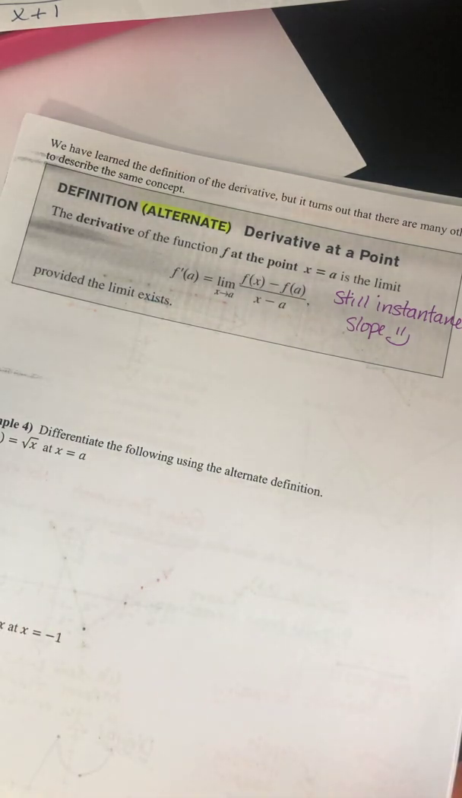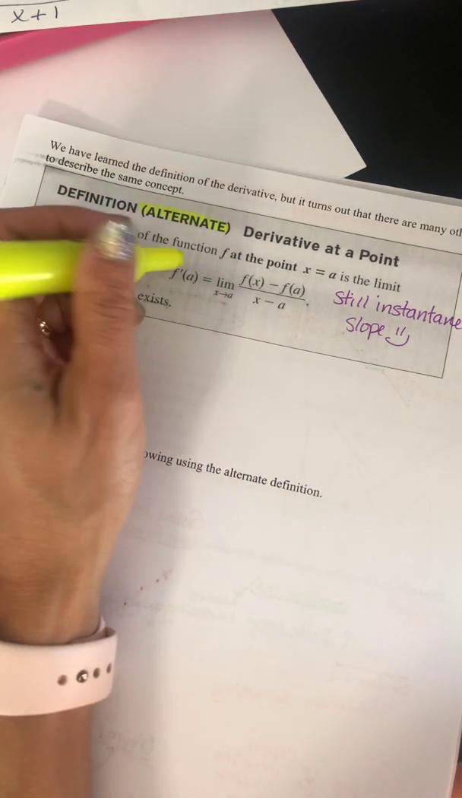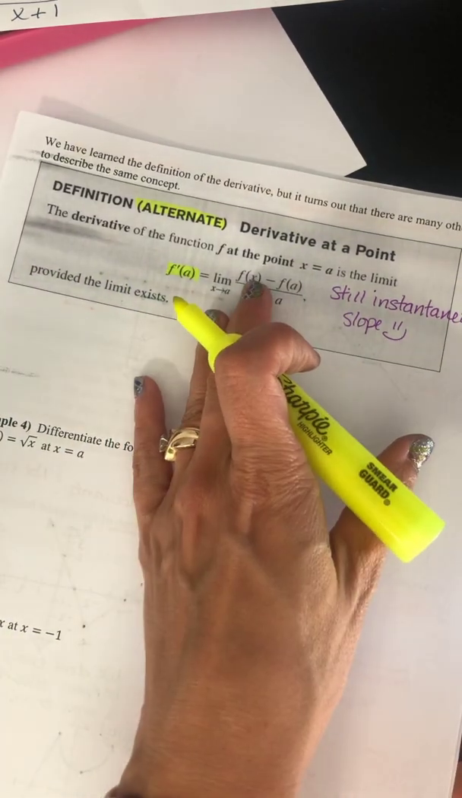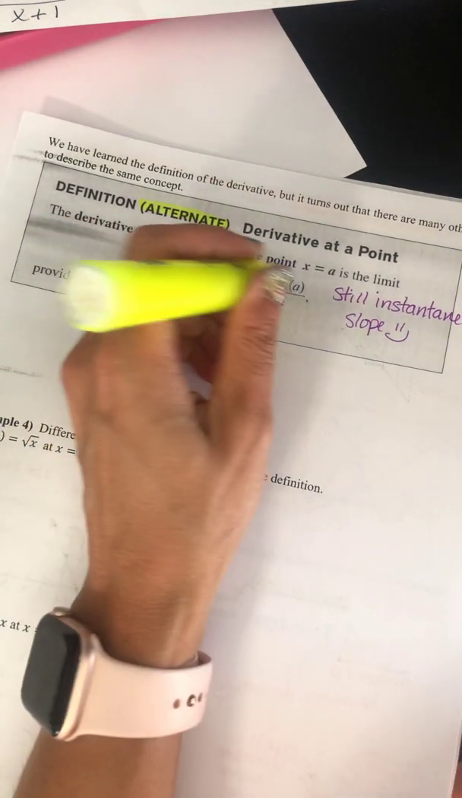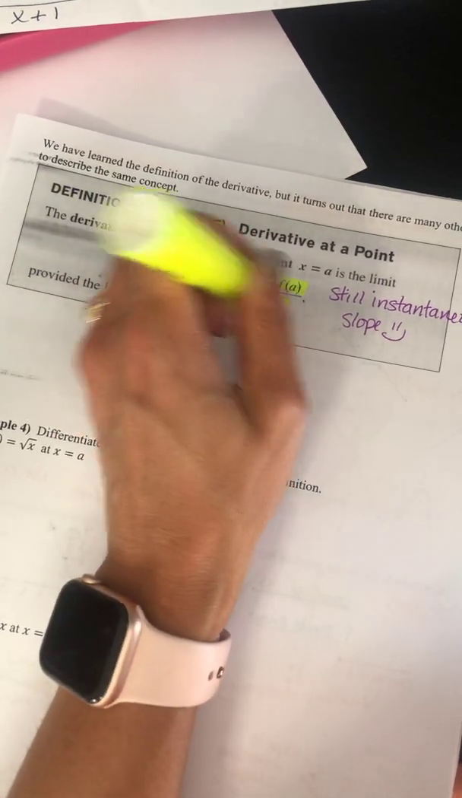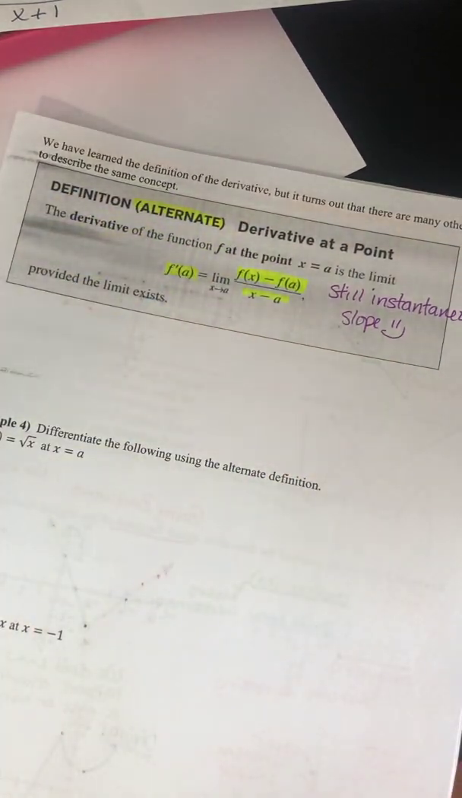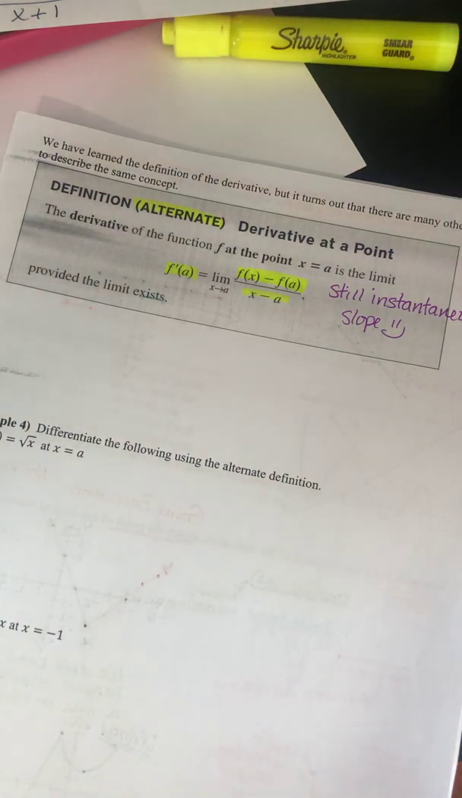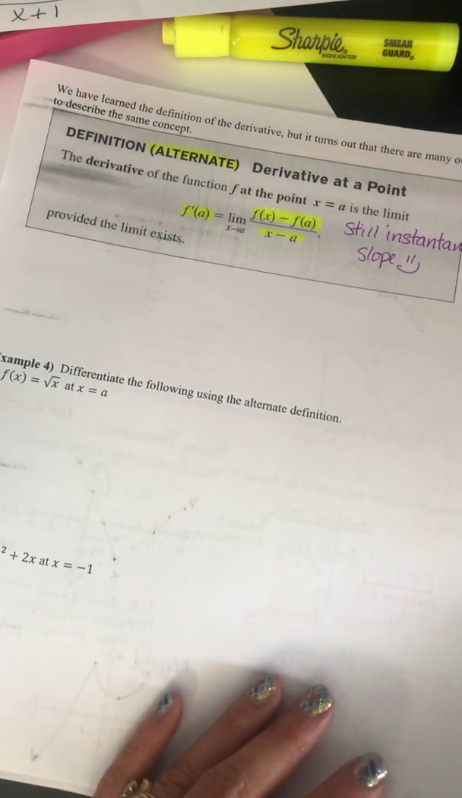So it's the derivative of the function f at the point x equals a, so f prime of a is the limit as x approaches a of f of x minus f of a all over x minus a. This is the different part. We're used to f of x plus h minus f of x all over h. So this is going to be a little bit different, but it's actually a little bit easier. Each time you learn a new way to take a derivative, it's going to be a little bit easier.